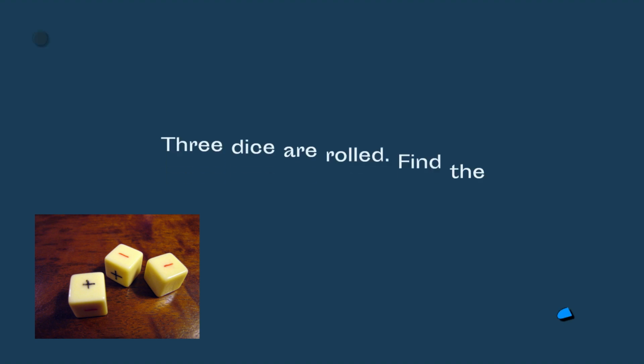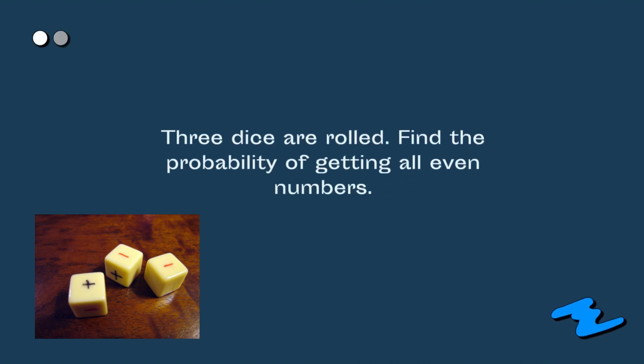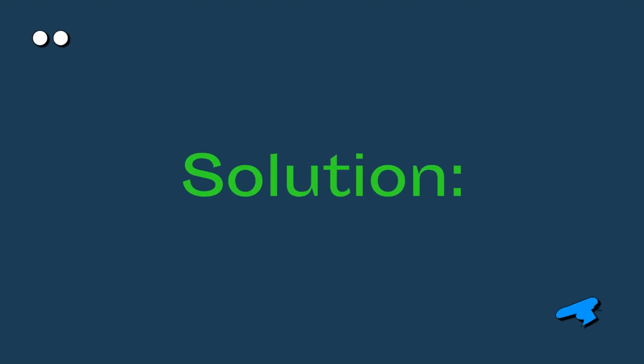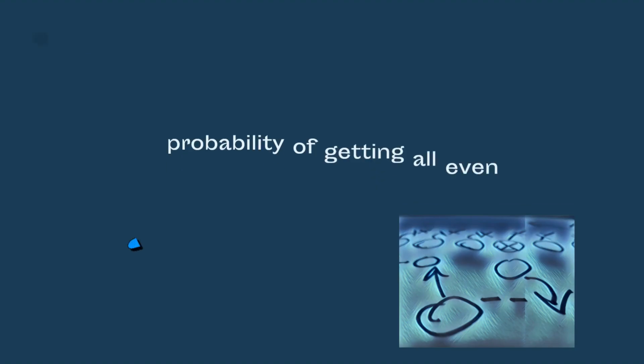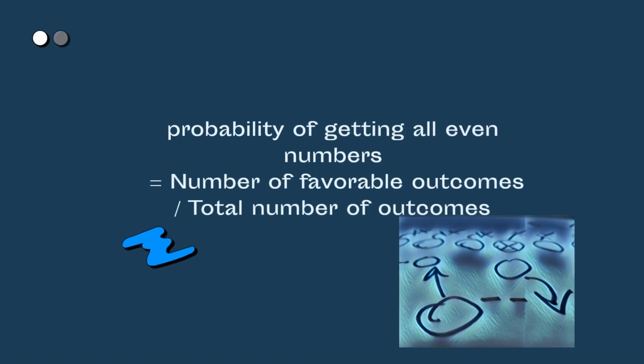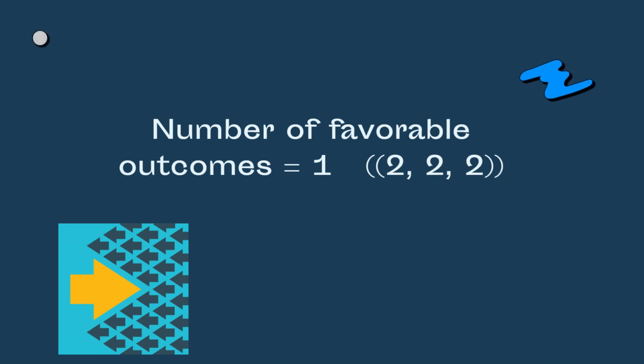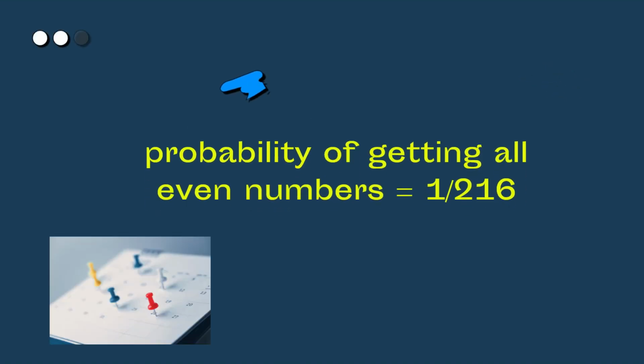Three dice are rolled. Find the probability of getting all even numbers. Probability of getting all even numbers equals number of favorable outcomes over total number of outcomes. Number of favorable outcomes equals 1 times 2 times 2 times 2. Probability of getting all even numbers equals 1/216.